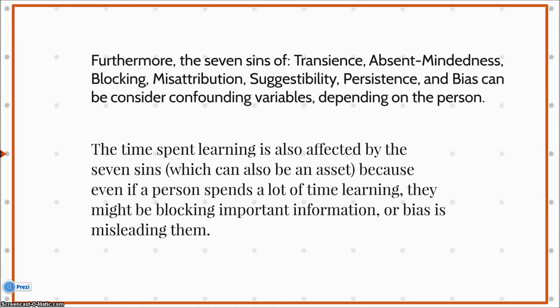The 7 sins of transience, absent-mindedness, blocking, misattribution, suggestibility, persistence, and bias can be considered confounding variables depending on the person. Time spent learning is also affected by the 7 sins, which also can be an asset, because even if a person spends a lot of time learning, they might be blocking important information or bias is misleading them.